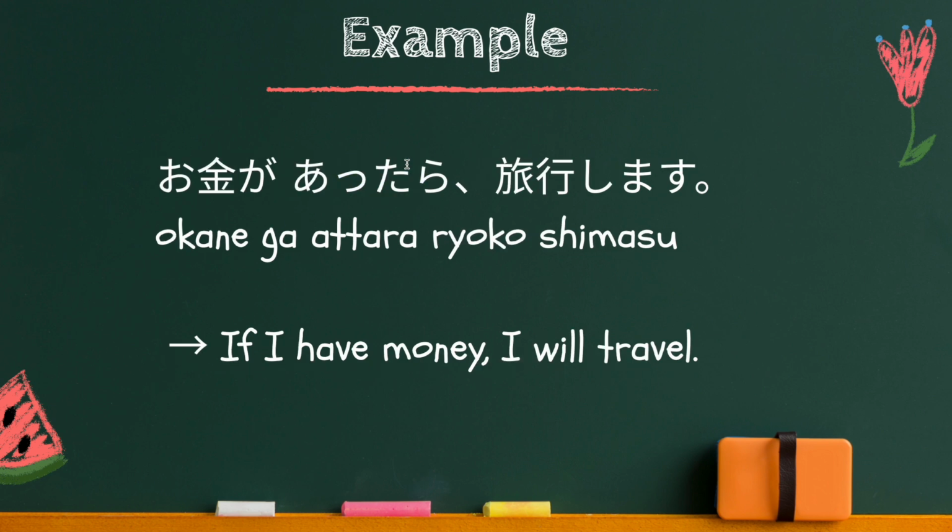Next one. If I have money, I will travel. お金があったら旅行します。あった is past plain form, ta form. So use this ta form and then add ra. Together it means if I have.